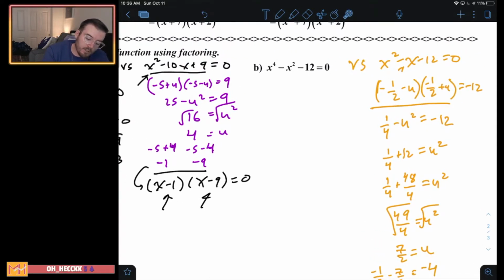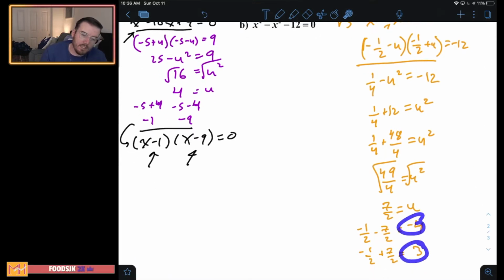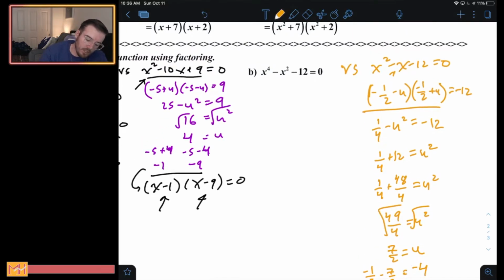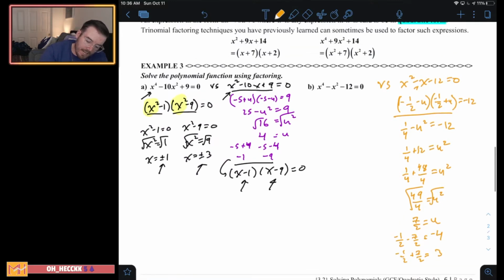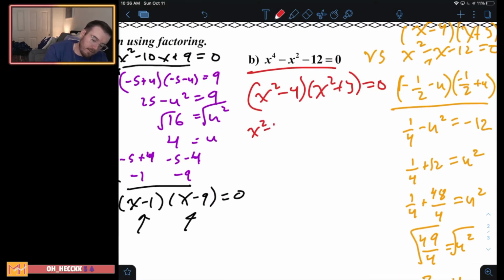Again, what are two numbers that multiply to negative 12 and add to negative 1? Negative 4 times 3 is negative 12, and negative 4 plus 3 is negative 1. So this thing factors into x minus 4, x plus 3, which means this thing factors into x squared minus 4, x squared plus 3. Set your factors equal to 0.